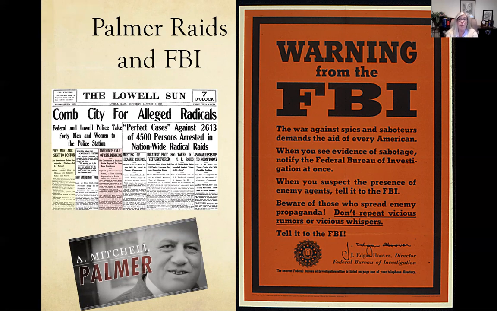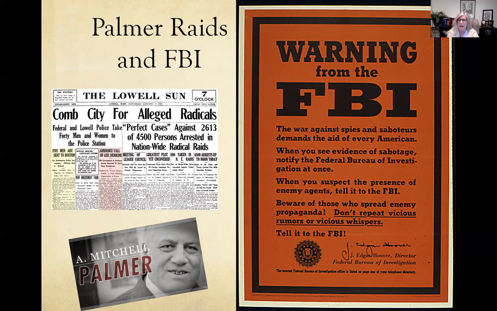And so there began to be raids, and we call those the Palmer raids of the 1920s, where A. Mitchell Palmer and the government goes into trying to arrest people who they believe are leaning towards communism. Out of this, we also see the creation of the FBI, the Federal Bureau of Investigation. And J. Edgar Hoover is going to be the initial director of the FBI, and he will be there for quite some time. So look at this poster here, warning from the FBI.